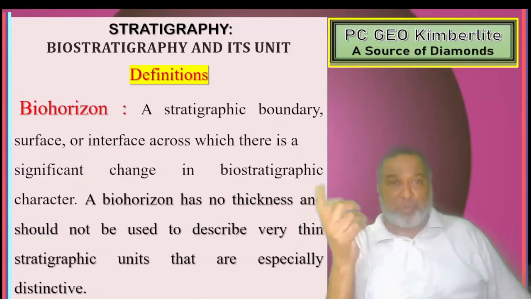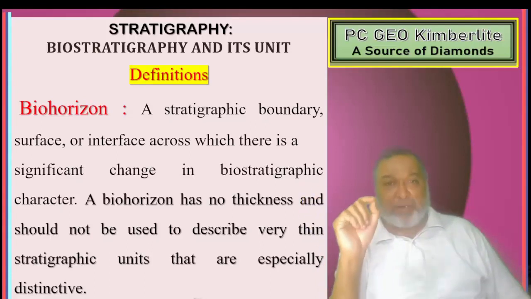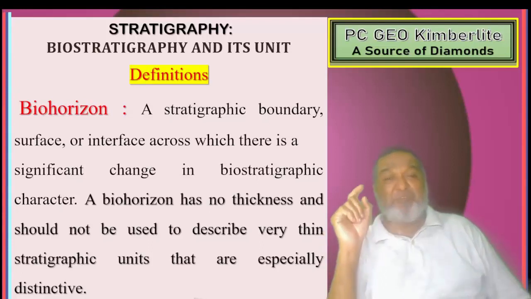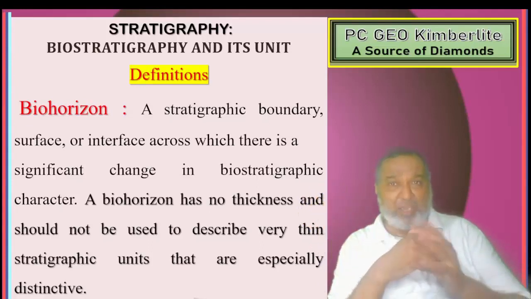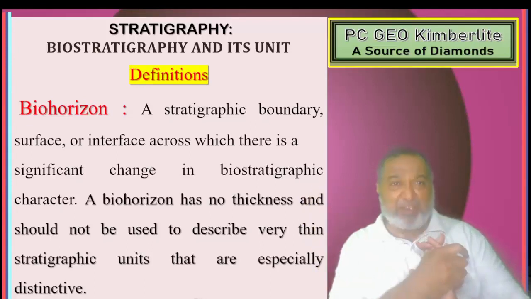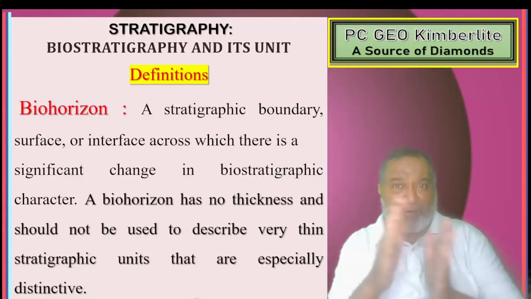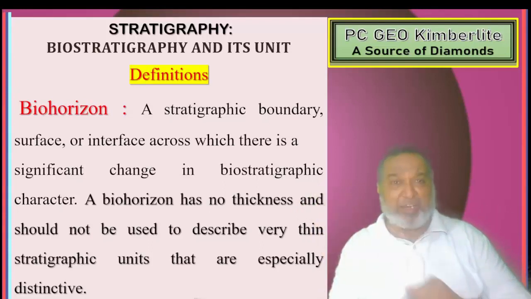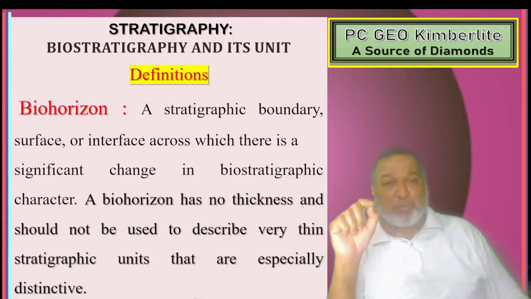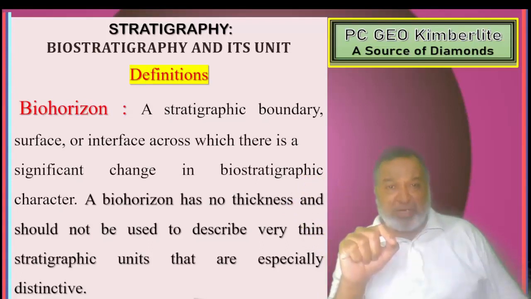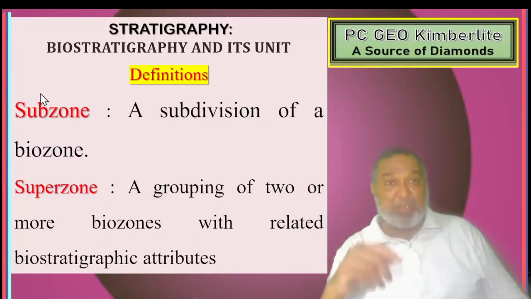Next one, biohorizon. A stratigraphic boundary, surface or interface across which there is a significant change in biostratigraphic characters. So here there will be a boundary or surface where there is a significant change in the biostratigraphic characters, meaning in the fossils as well as in the rock there will be change in the characters. Biohorizons have no thickness and should not be used to describe very thin stratigraphic units that are especially distinctive. So that will be only for the broad divisions we are going to make.